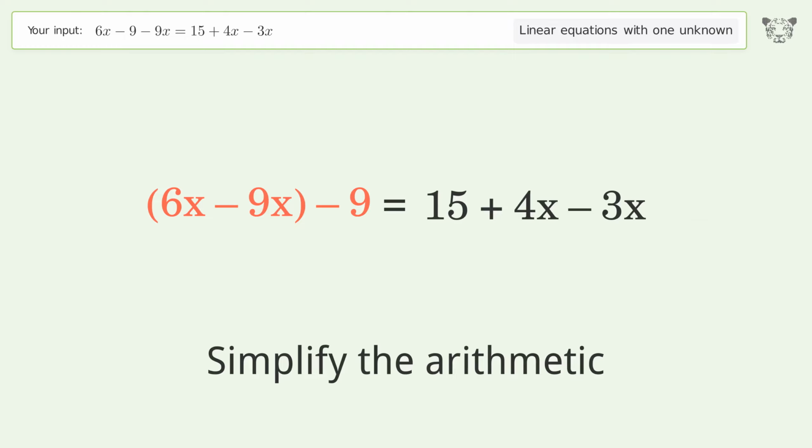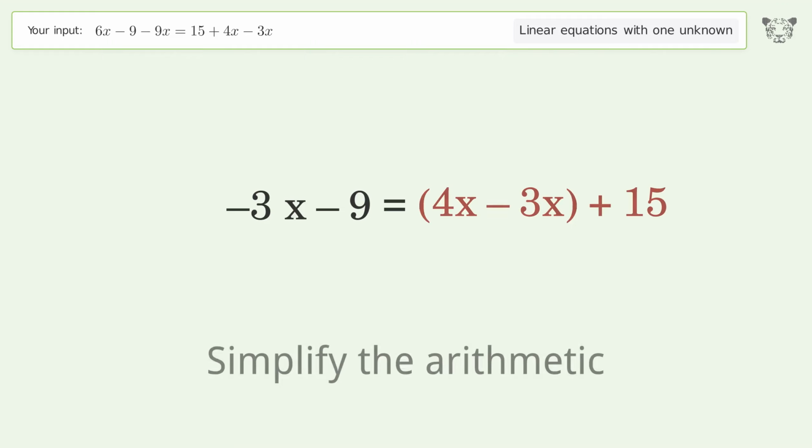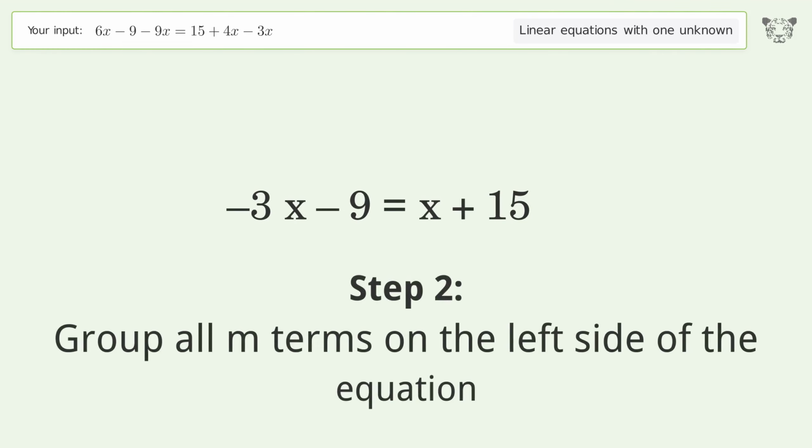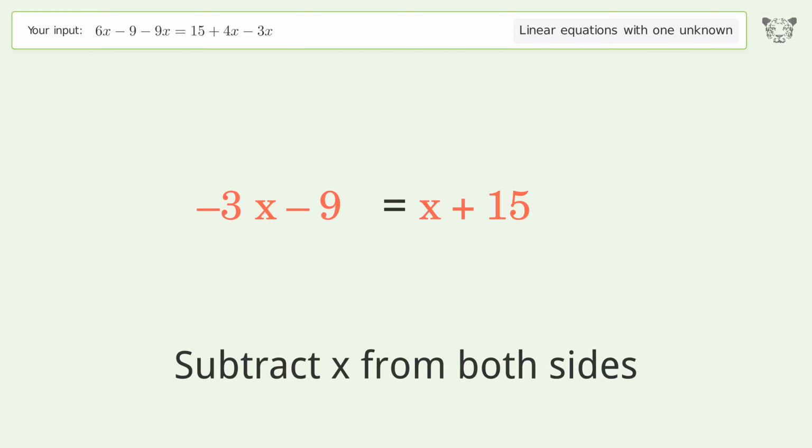Simplify the arithmetic. Group like terms. Simplify the arithmetic. Group all m terms on the left side of the equation. Subtract x from both sides.